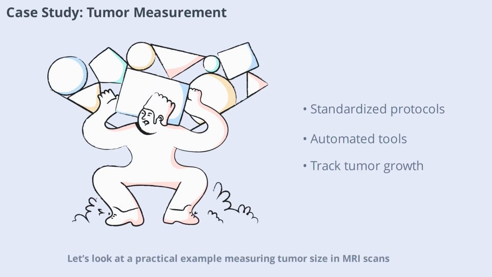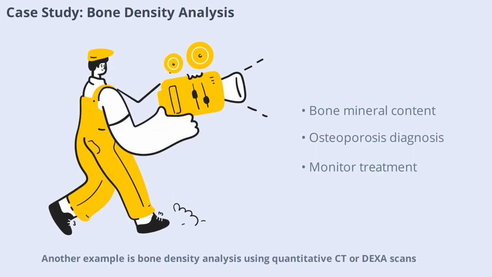Let's look at a practical example, measuring tumor size in MRI scans. Quantitative research methods ensure that measurements are accurate, reproducible, and clinically meaningful. By using standardized protocols and automated tools, radiologists can track tumor growth over time and assess treatment response, leading to better patient management.